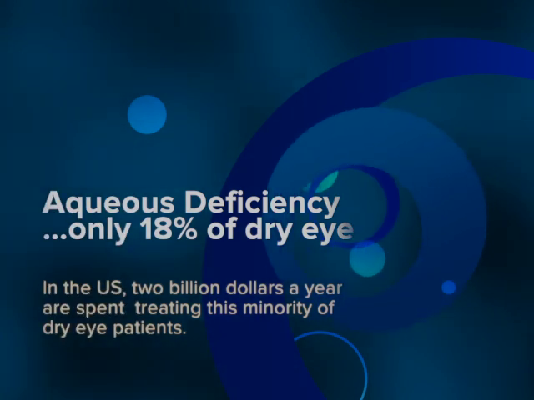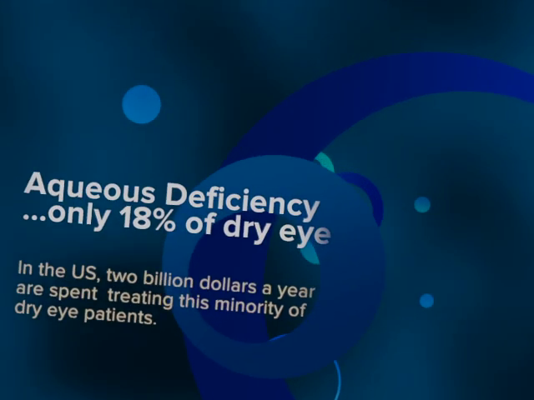Below the aqueous layer is a third layer known as the mucin layer. Fortunately, very few patients have any difficulties in this area. These microvilli attached to the epithelial cells of the cornea are in the deepest part of the tear film, protected from the outside elements. Your eye doctor examines these areas in the office using a slit lamp. Nearly $2 billion is spent each year treating the 18% of dry eye patients who have aqueous deficiency.